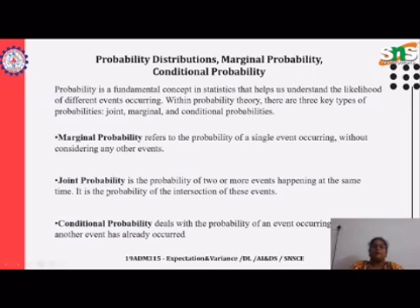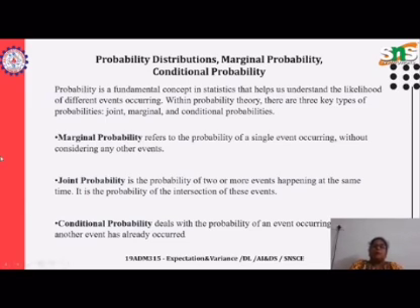Joint probability. From the name itself, we can understand joint. It is the probability of two or more events. In marginal we look at only a single event occurring, but joint probability is two or more events happening at the same time. So there is a chance that you could see two or more events happening at the same time. That is the joint probability of two or more events occurring at the same time.